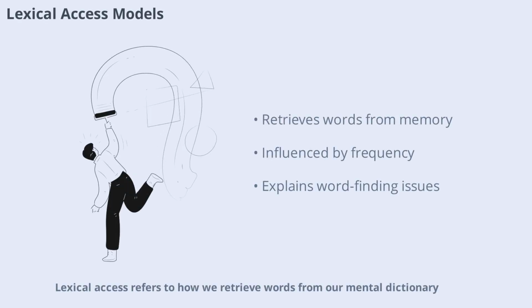Lexical access refers to how we retrieve words from our mental dictionary. Models in this area examine how quickly and accurately we can find the right word when speaking or listening. Factors like frequency, context, and similarity to other words all influence lexical access. Understanding this process helps explain phenomena like the tip of the tongue experience and word-finding difficulties.